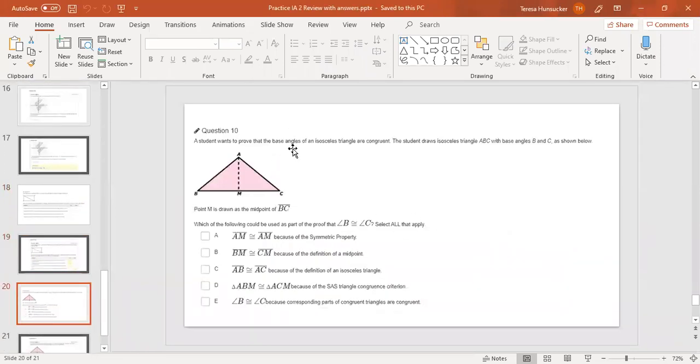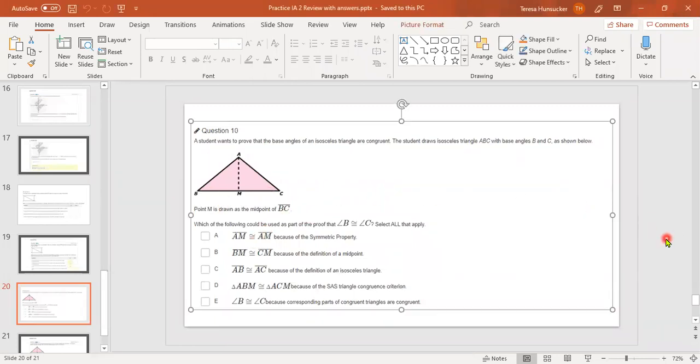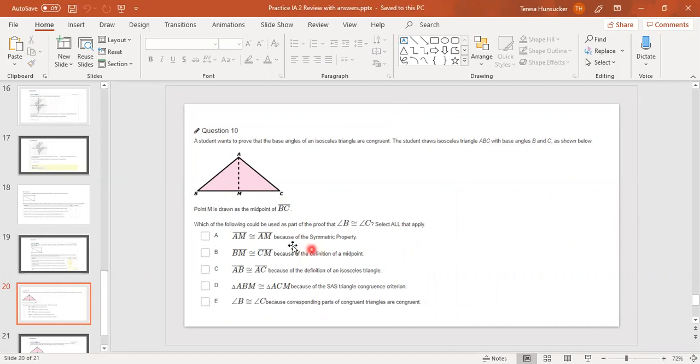Last question. A student wants to prove that the base angles of an isosceles triangle are congruent. The student draws the isosceles triangle ABC with base angles B and C, as shown below. Okay. Now, we don't know that angles B and C are congruent. We're trying to prove that. It says point M is drawn as the midpoint of segment BC.